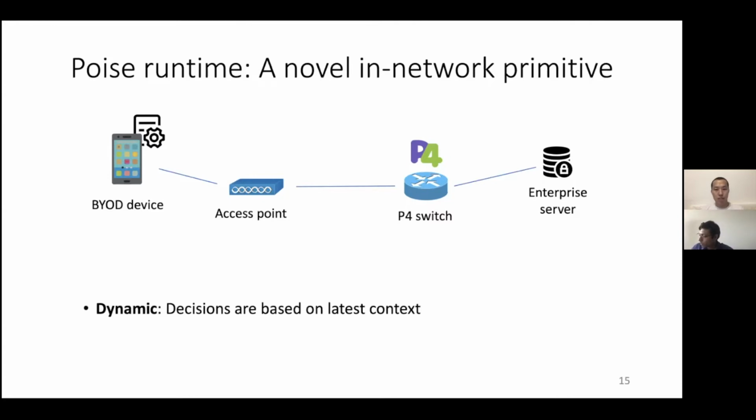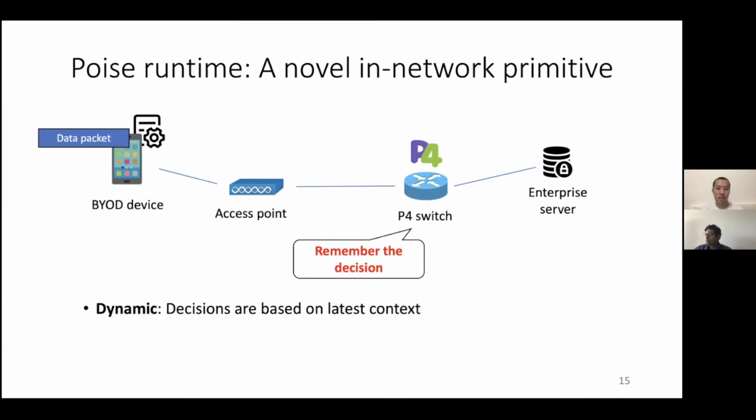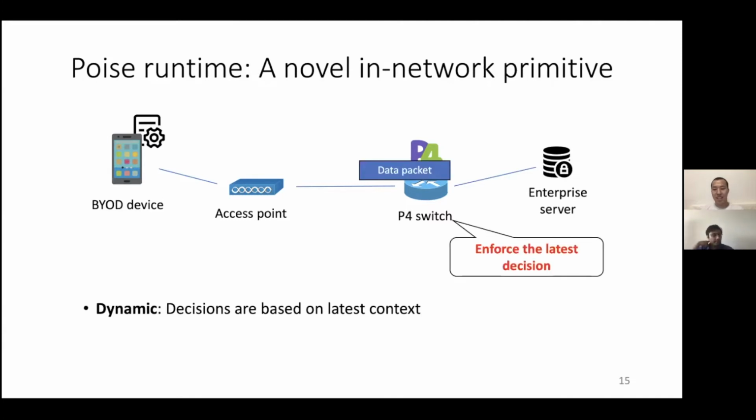This runtime primitive has 3 properties. The first is dynamic. We periodically send a context packet from the client side. And when the context packet arrives at the P4 switch, the P4 switch remembers the decision based on this context packet. Then, when the next packet arrives, it enforces the latest decision made from the previous context packet. So we are making dynamic decisions based on the latest context. The decision could be allow or it could be drop.